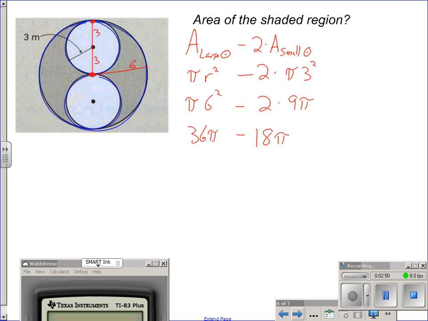When you are adding or subtracting numbers that involve pi, again, think of it like a variable. Are they like terms? We have 36 pi's, we're taking away 18 pi's. Those are like terms, just like 36x minus 18x. Pi is not a variable, but we treat it like it's a variable. So 36 pi minus 18 pi is 18 pi. Each of those radii was 3 meters. This is an area, so we get meters squared.